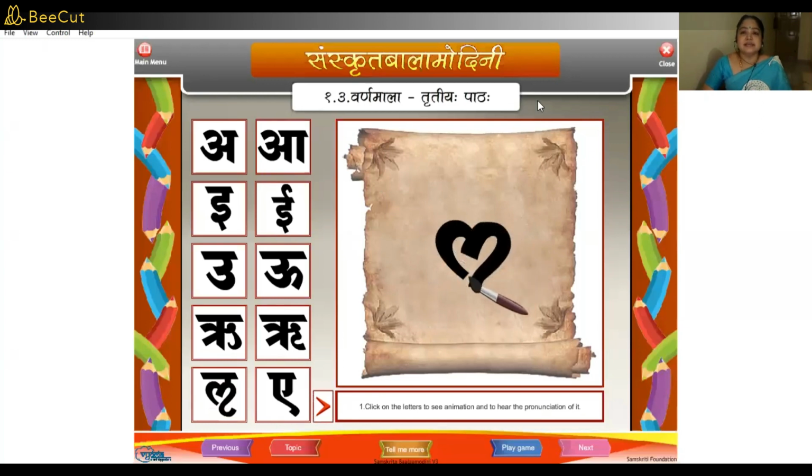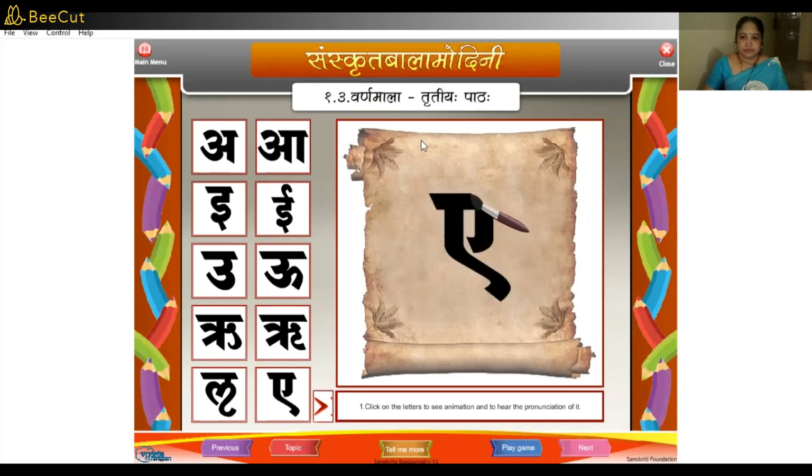Next is L. Next is A. This is A. A straight line. Then bring it down diagonally. And then one J. A.